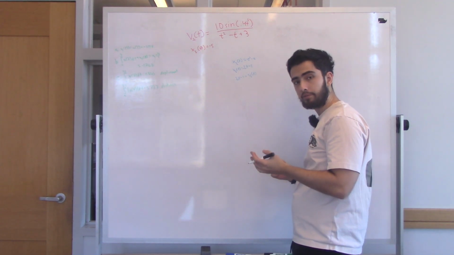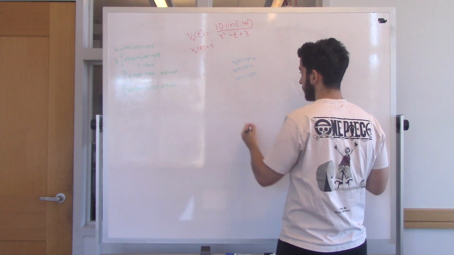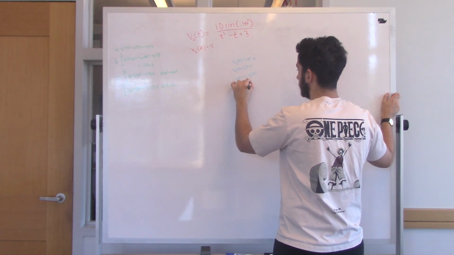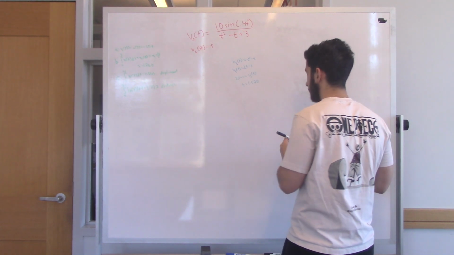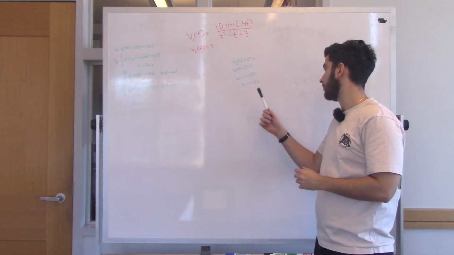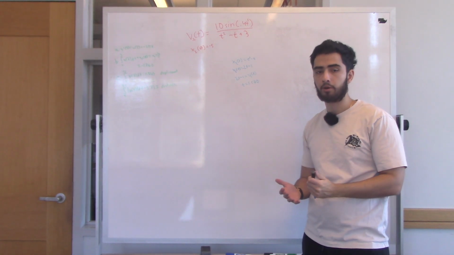And now here's where you're going to graph this into your calculator and figure out where they equal each other. And you should get t equals 1.570. So at t equals 1.570 seconds, the particles have the same velocity.